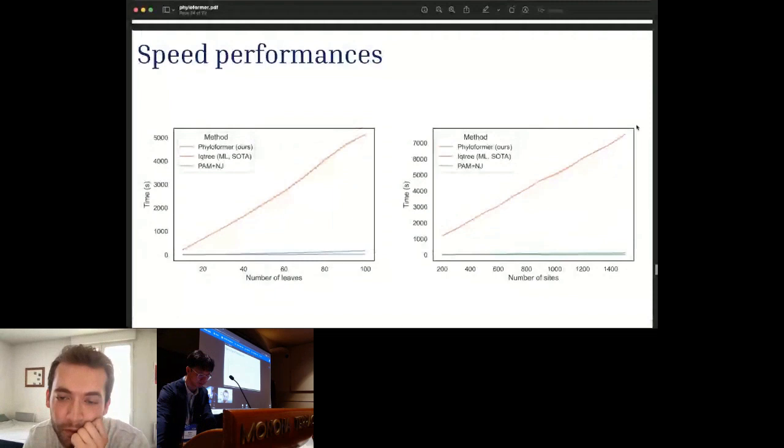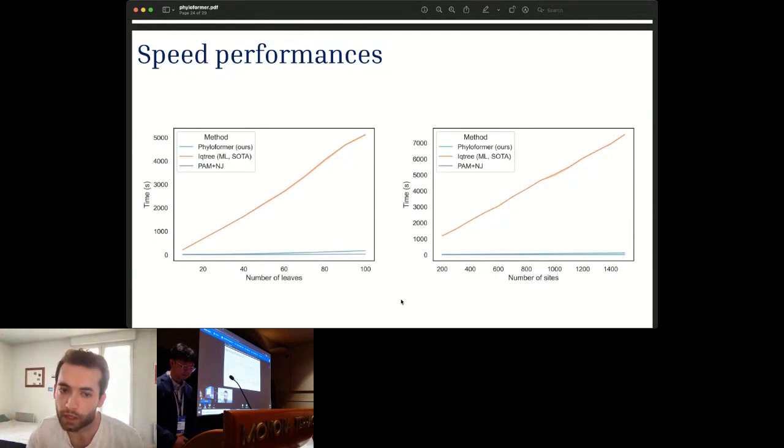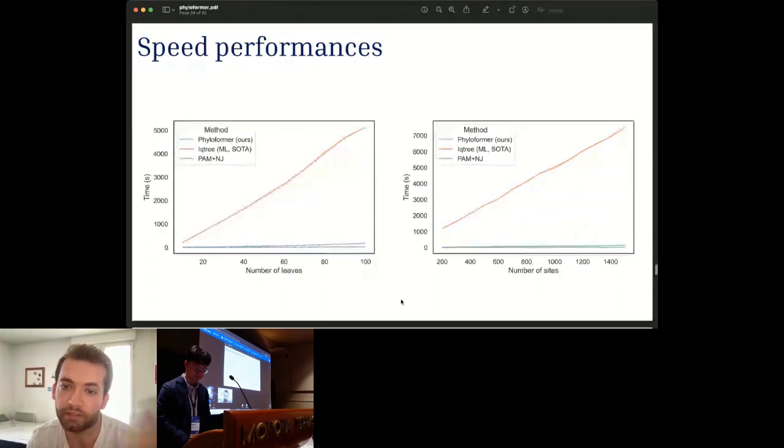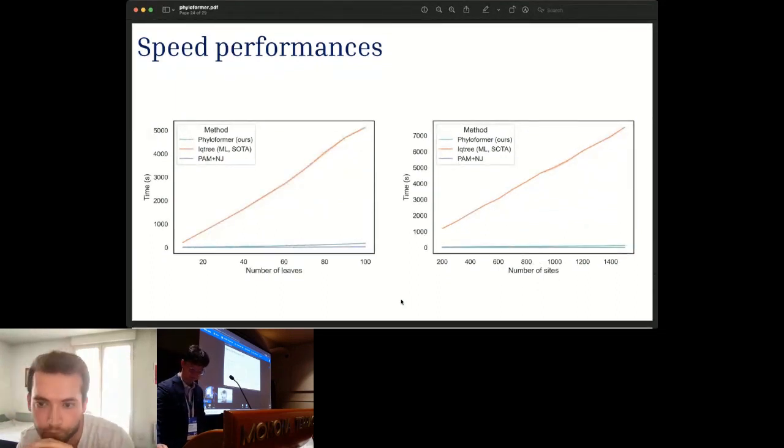And one point to put forward here is that we are processing one alignment at a time for this plot, that is using a batch size of 1 as input to our neural network. Nevertheless, the method is actually highly parallelizable, and we could process several alignments at once, obtaining even faster performances, with the only constraint being given by the available memory.